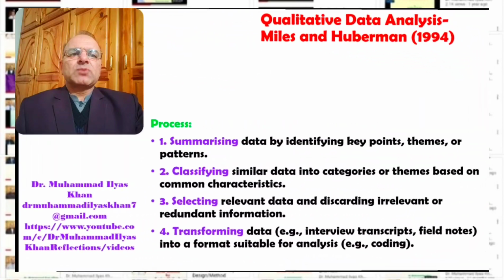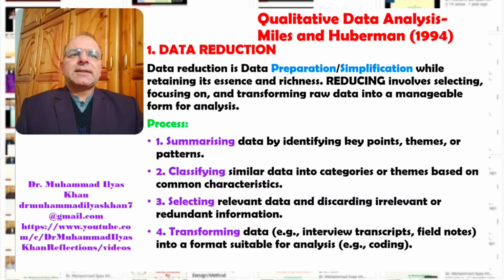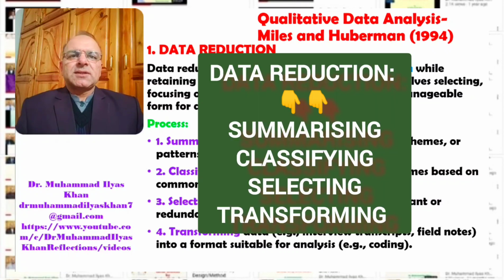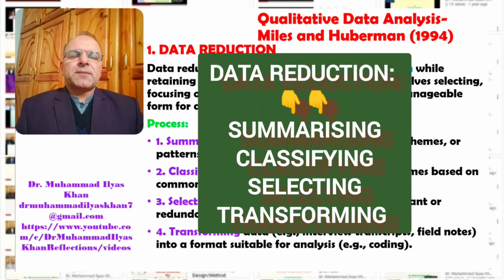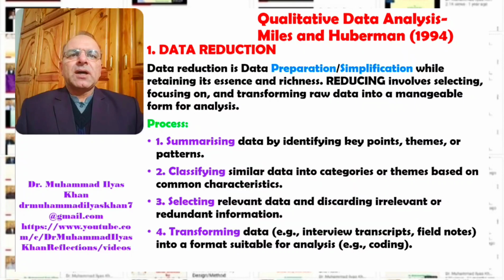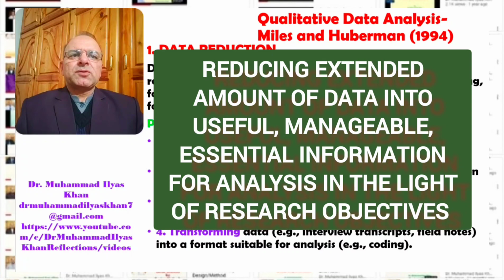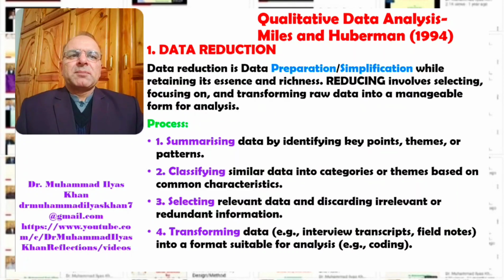We will briefly discuss these one by one. So the first one, data reduction, what is it? This is the stage of qualitative data analysis where the data is reduced. As we know, qualitative researchers generally collect a lot of data, and that is generally unstructured, textual or in the form of videos or audios. So it involves the preparation and simplification of the data, while taking care that the essence of the data, or the richness of the qualitative data, is not lost.